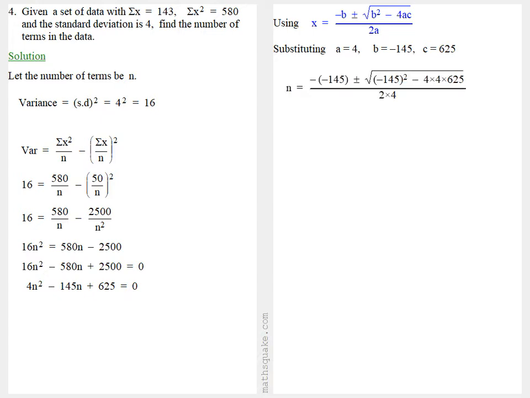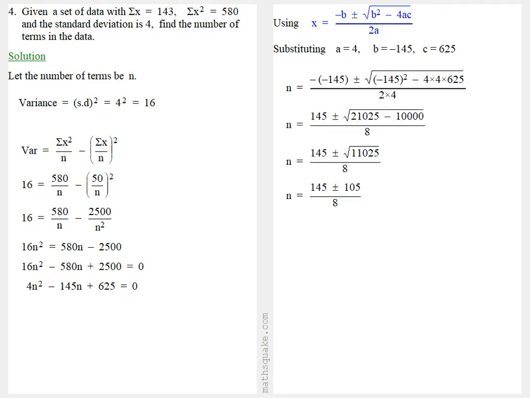That gives quite a long expression, but it does simplify down, and it comes to n equals 145 plus or minus 105 over 8. And so n is equal to 31.25 or n is equal to 5. But since n is the number of pieces of data, it has to be a whole number. So the only solution valid is the number of terms is equal to 5.